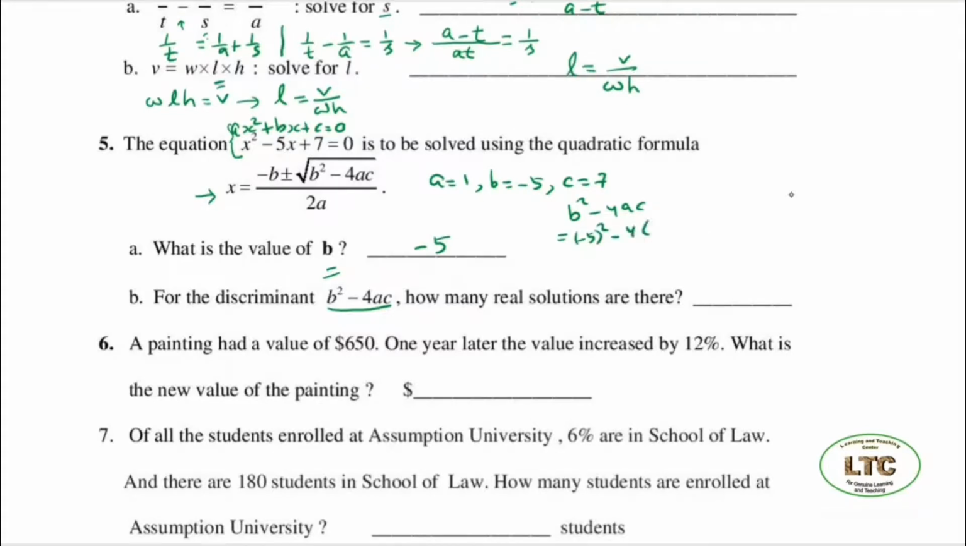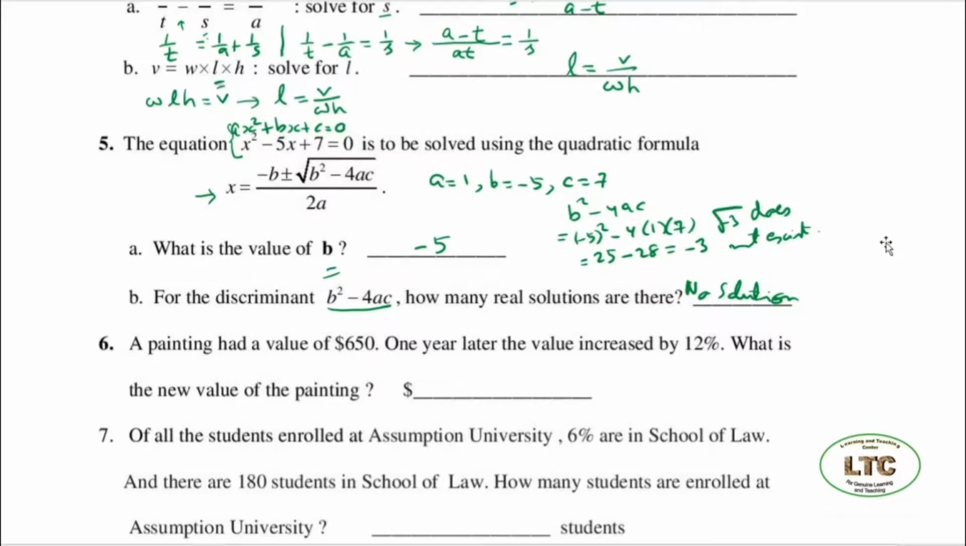For the discriminant, b square minus 4ac, okay, think about b square minus 4ac is negative 5 square minus 4 times 1 times 7. So this is 25, positive 25 minus 28, so negative 3. So square root of negative 3 does not exist, not a real number. No solution. Okay, square root does not exist, no number, no solution.